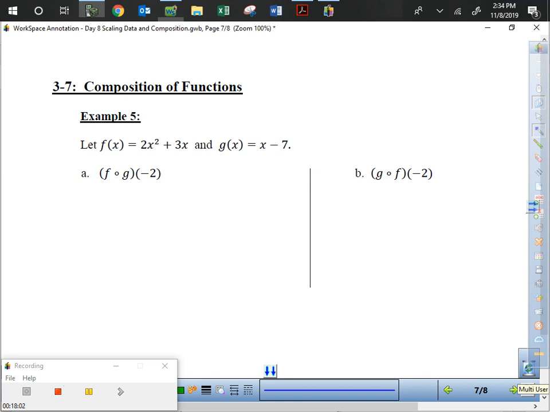3-7 is just review of composition. You should have done this in Algebra 2, so it's just a little bit of a refresher here. When we see this open dot, it really means the word following.